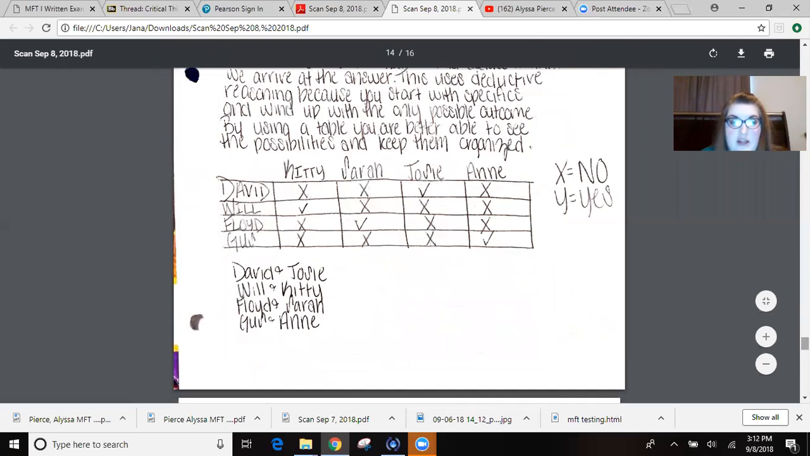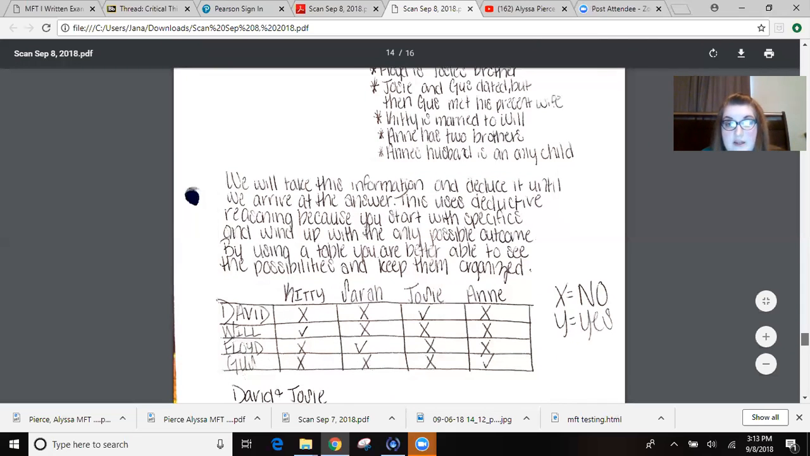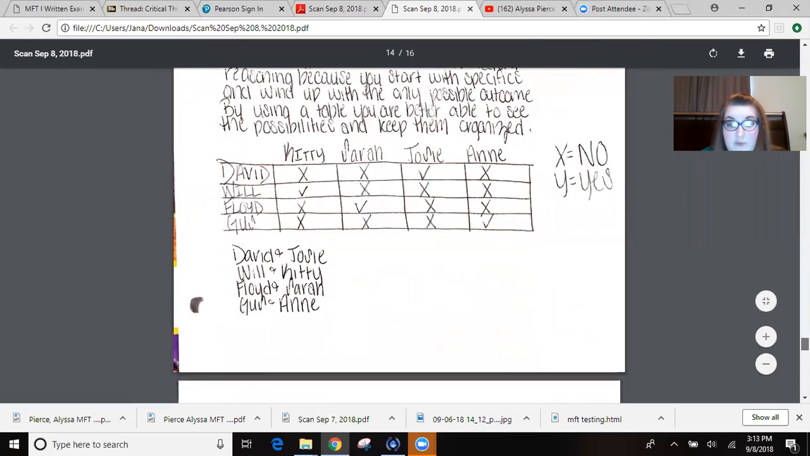You come down here, and we're just going to use, I put no and yes. So X is no, check is yes. And you're just going to go through here. You're obviously going to know that Floyd cannot be married to Josie because that is her brother. Josie cannot be married to Gus because they dated, but then Gus met his present wife. You're going to know that Kitty is already married to Will, which means Josie is left with David.